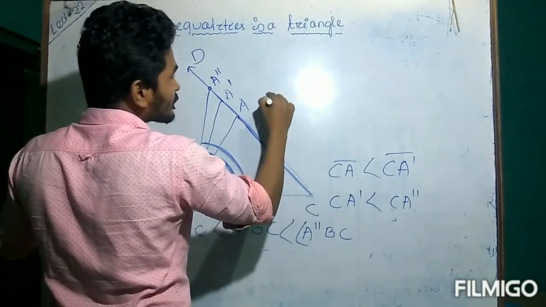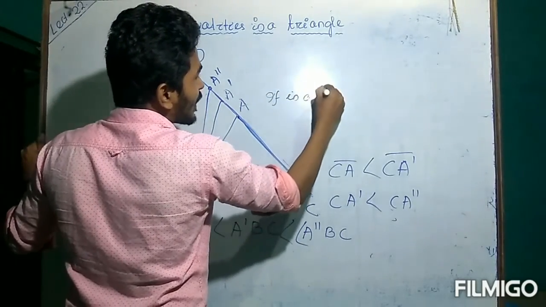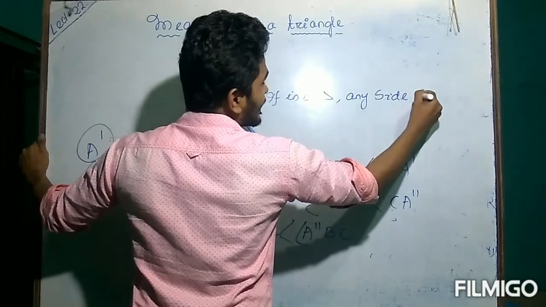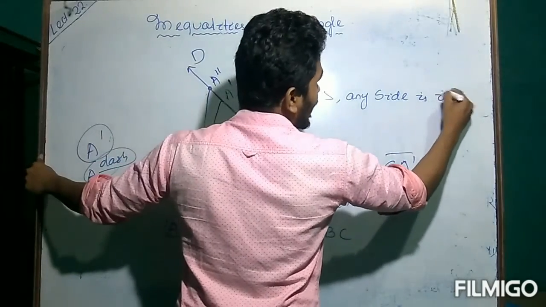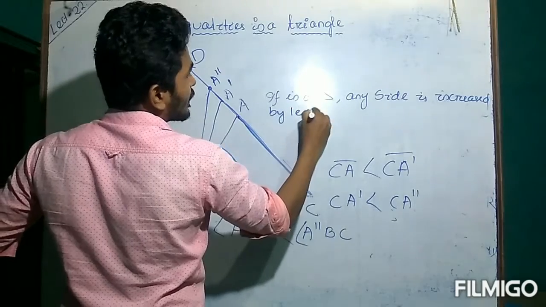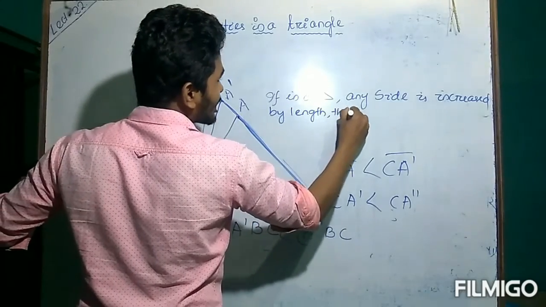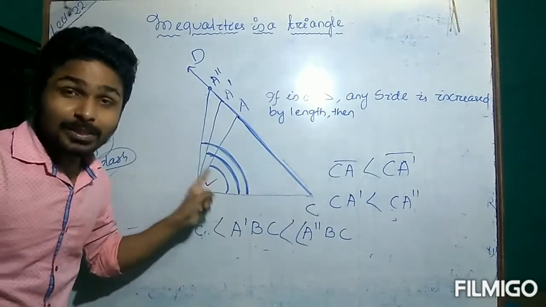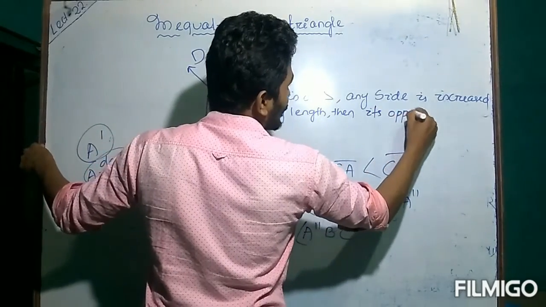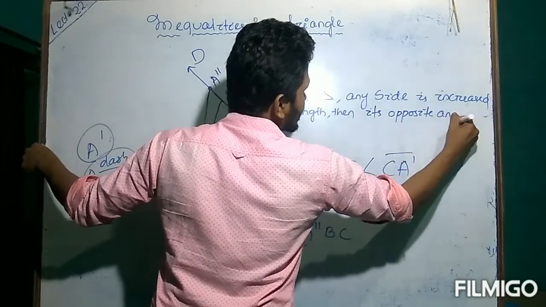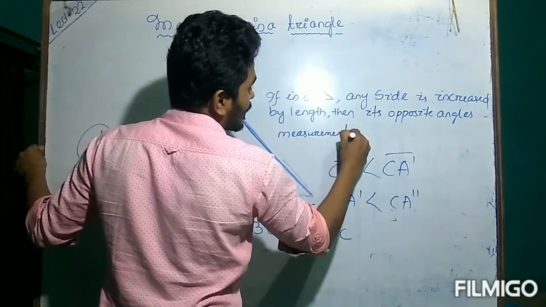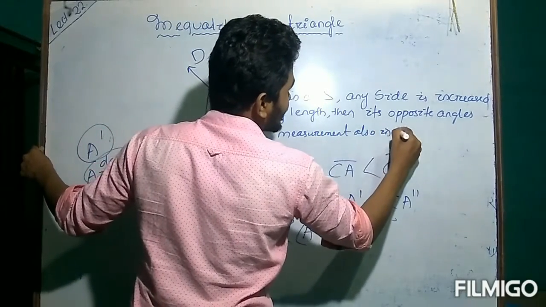Just write it. If in a triangle any side is increased in length, then what happens? Then its opposite angle's measurement also increases.